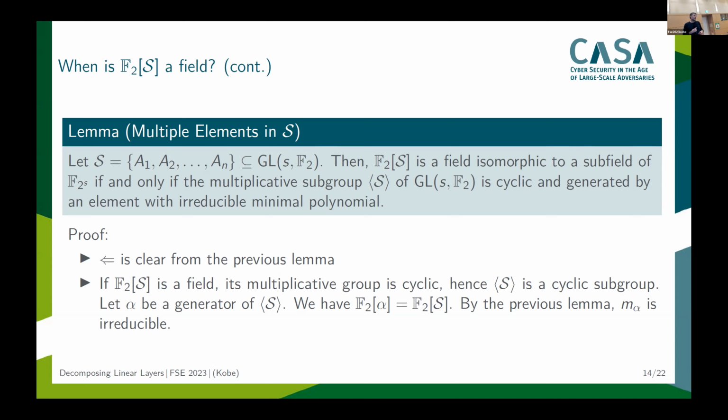And now the question is how to make this into an algorithmic approach. How can we algorithmically verify this? Computing the minimal polynomial is easy, and checking for irreducibility is easy. So what is not as straightforward maybe is how to check if it's cyclic or not.